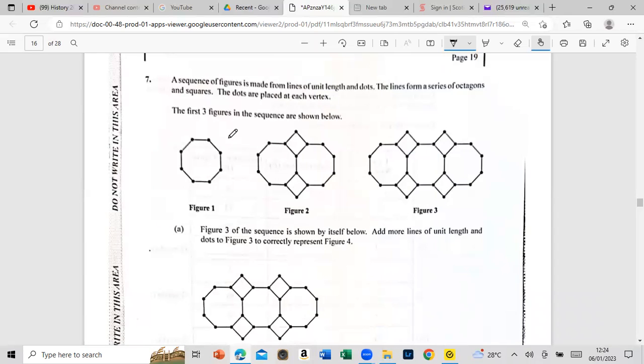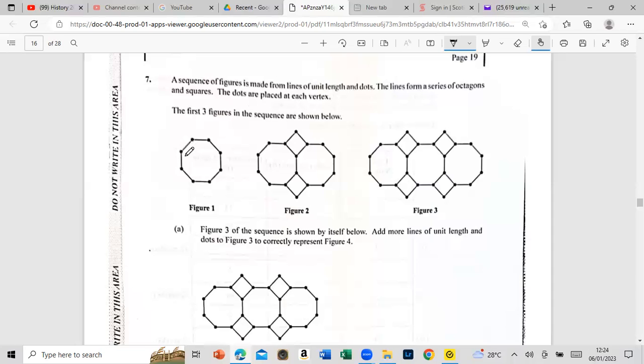Number 7, always a headache for students. A sequence of figures is made from lines of unit length and dots. The lines form a series of octagons and squares. The dots are placed at each vertex, which is the place where 2 lines meet. The first 3 figures in the sequence are shown below.